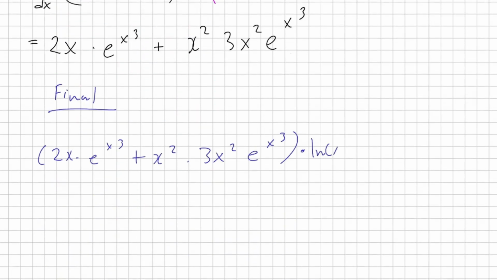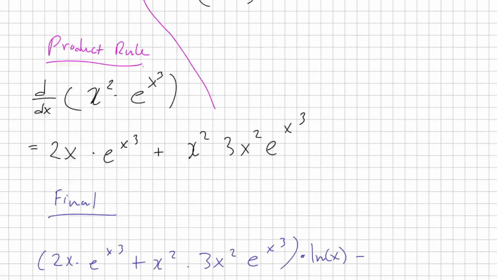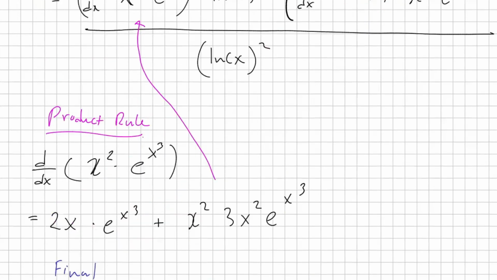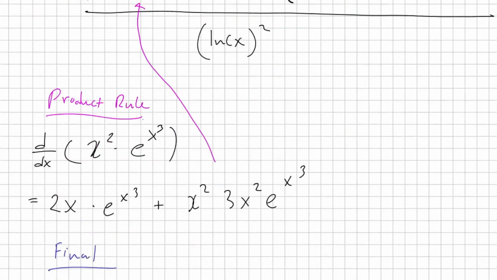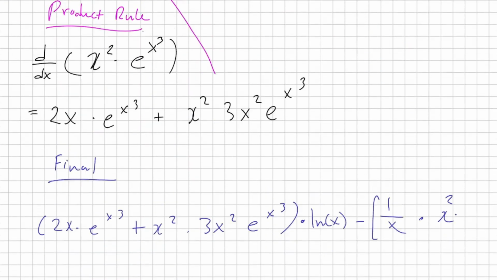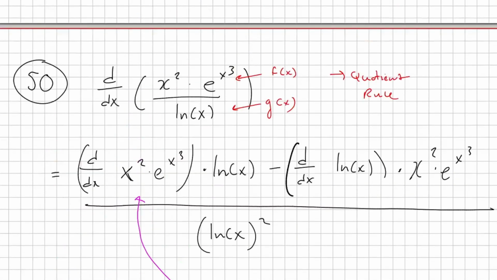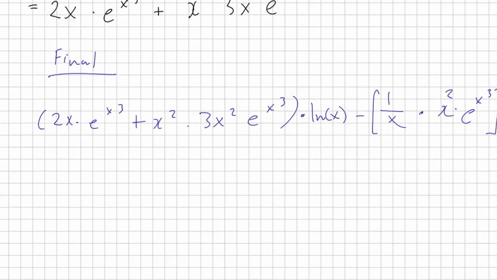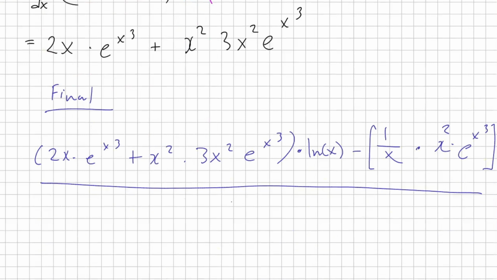Oh, I don't think I can fit this entire thing here, but we'll see. Natural log of x, subtract, we have the derivative of the natural log of x, which is 1 over x, right? So check those brackets. 1 over x times x squared times e to the x cubed, right? And this is all going to be divided by natural log of x squared. So this should be the final answer.